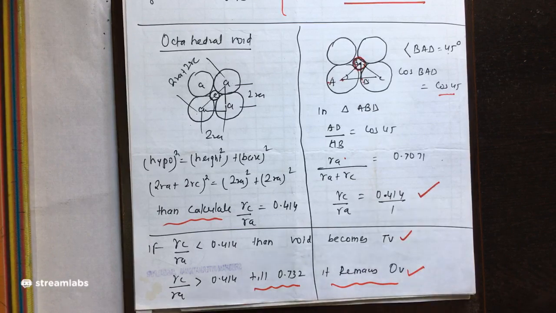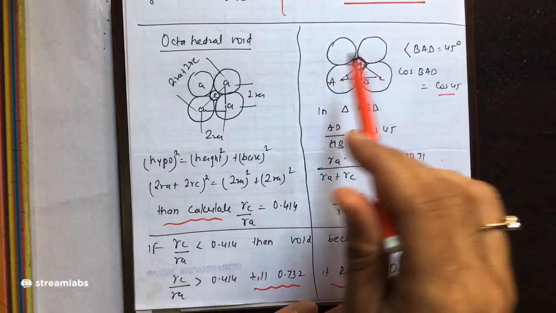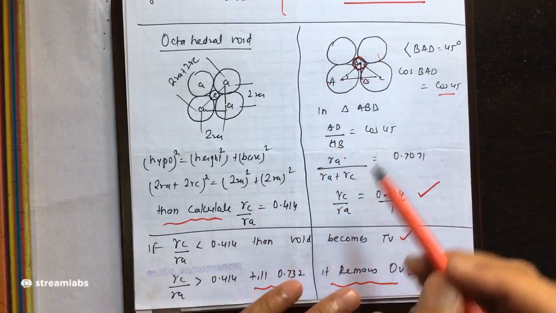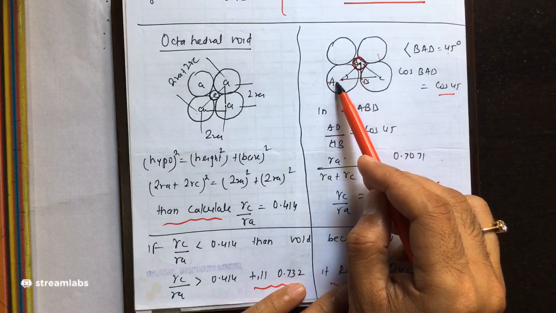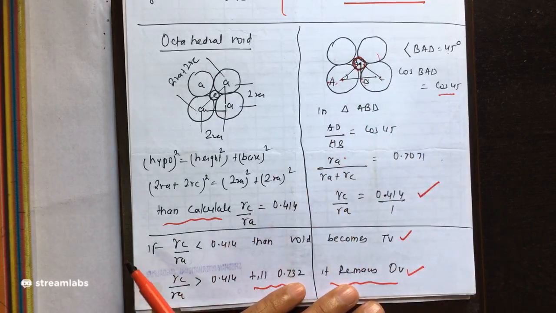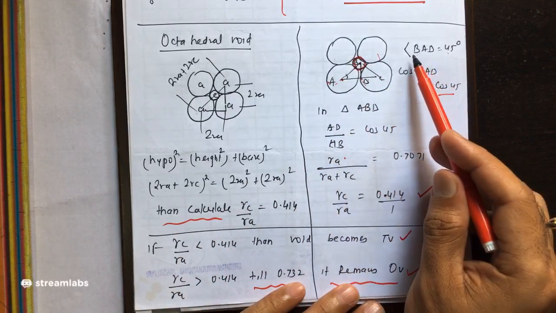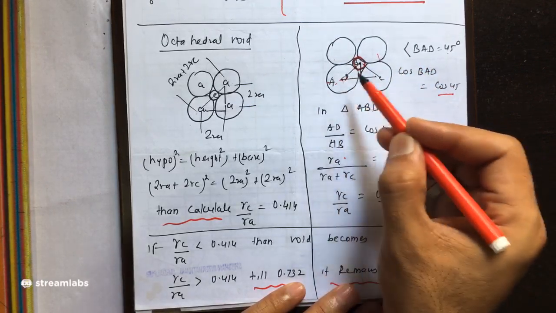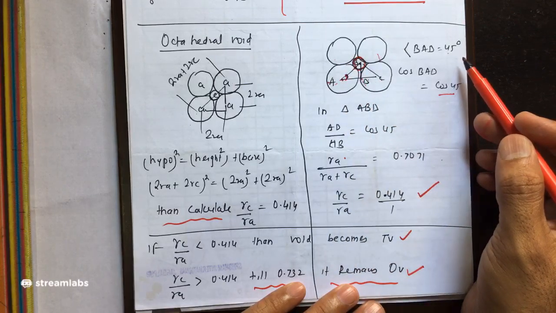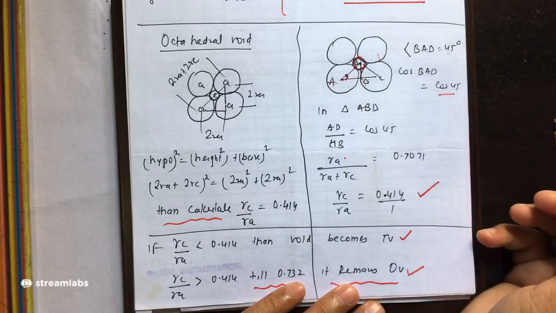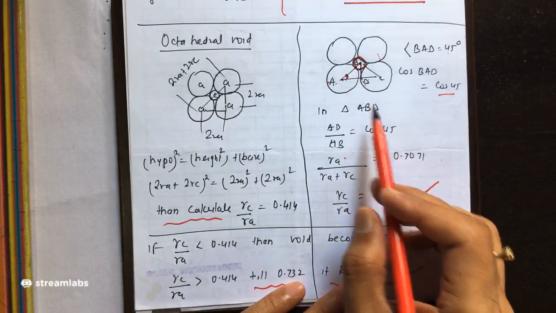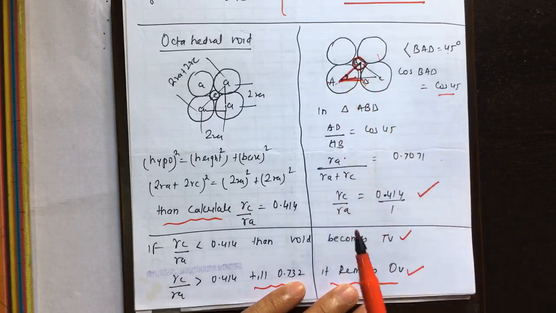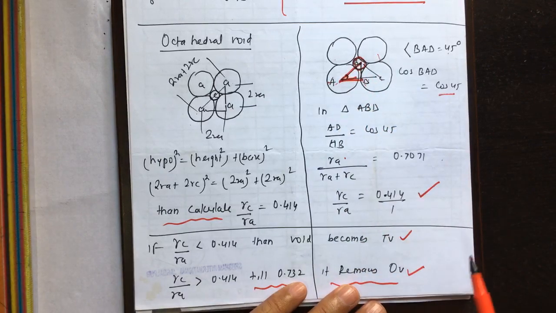You can derive the mathematics of it. That's what I have shown you here. All four spheres are there, and these are anions, and these are cations. So you make a triangle here: A, B, C, and D. In triangle ABD, the angle BAD is 45 degrees, and cos BAD is cos 45. AD by AB is equal to cos 45.